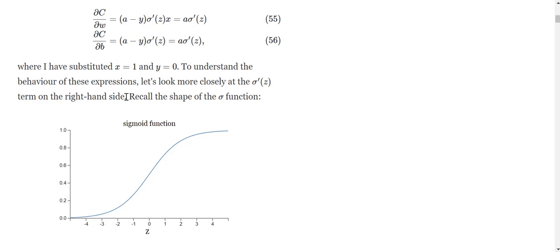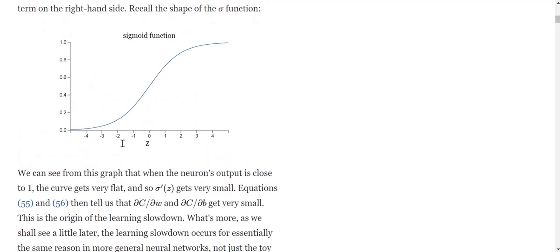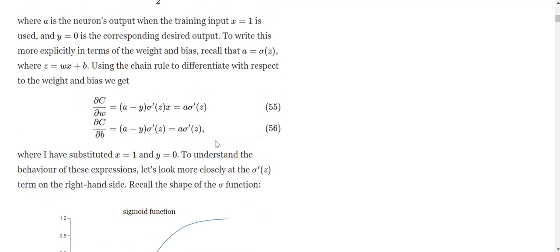To understand the behavior of these expressions, let's look more closely at the sigmoid term on the right hand side. So this is the shape of the sigmoid function. We can see from this graph that when the neuron's output is close to 1, the curve gets very flat, and so sigmoid prime of z gets very small because the slope is tending to 0. Equations 55 and 56 then tell us that these get very small. This is the origin of the learning slowdown. What's more, as we shall see a little later, the learning slowdown occurs for essentially the same reason in more general neural networks, not just the toy example which we've been playing with.